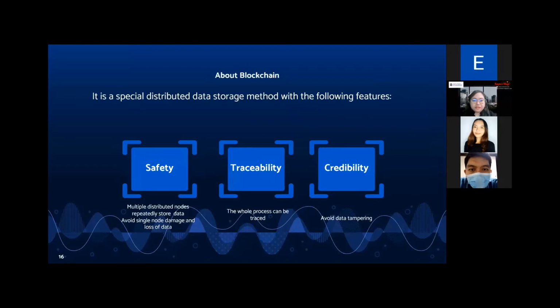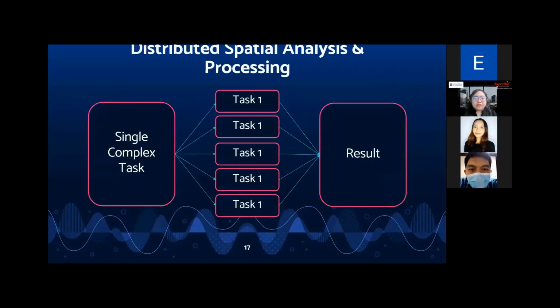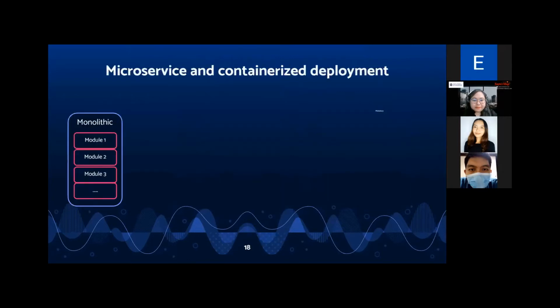Distributed spatial analysis and processing is about dividing a single complex task into multiple tasks, such as if you have multiple servers cooperating with each other as a cluster. It allows multiple computers to work separately at the same time, then merge the results. In this way, we can greatly improve the processing performance.